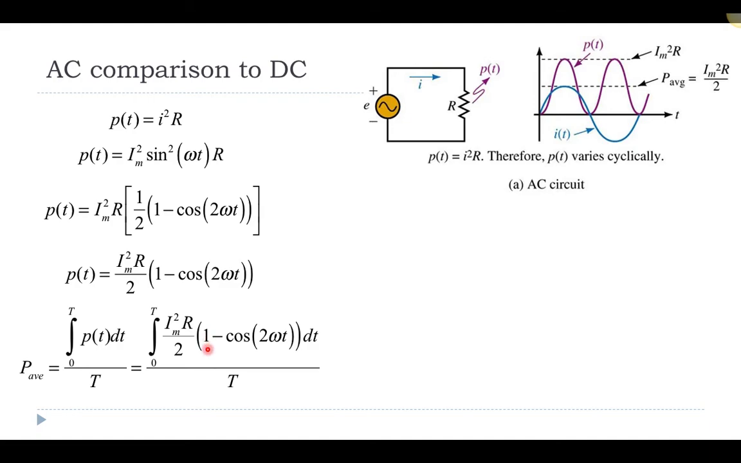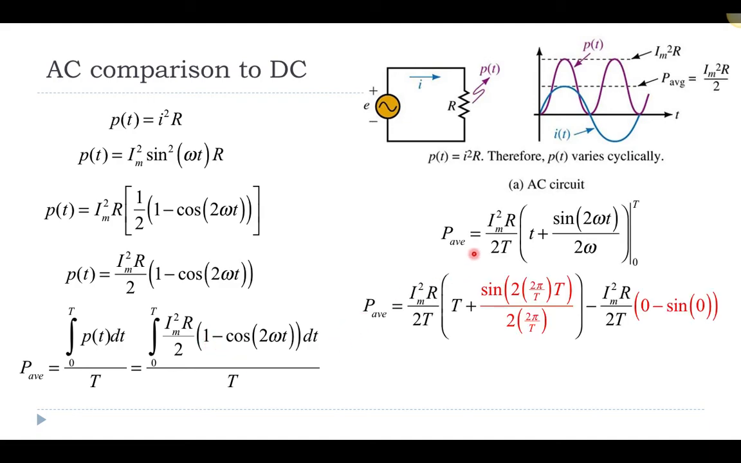So I can integrate this. Everything out front is a constant, and I have this term on the bottom, the period, which is a constant, so I put all the constants out front. Then when I integrate 1 with respect to time, I get the time. And when I integrate negative cosine, I get a positive sine value, and then I have to divide by the constant that's in front of the time. So here is the integral of 1 minus cosine omega t.